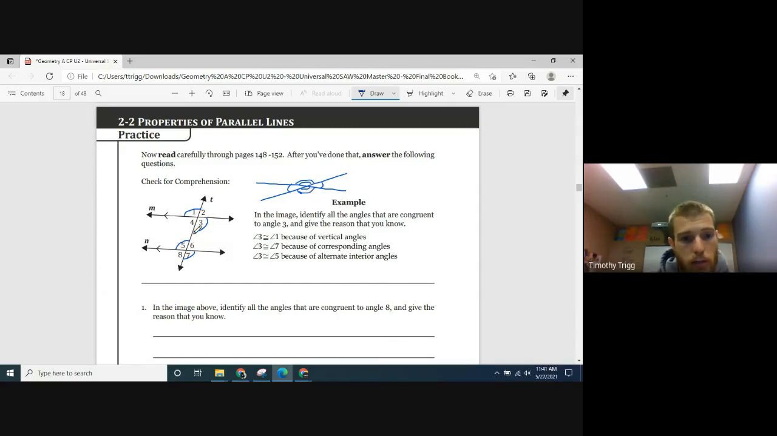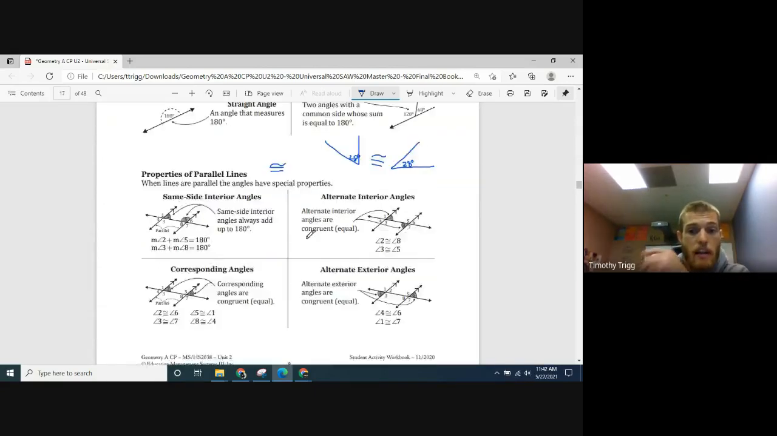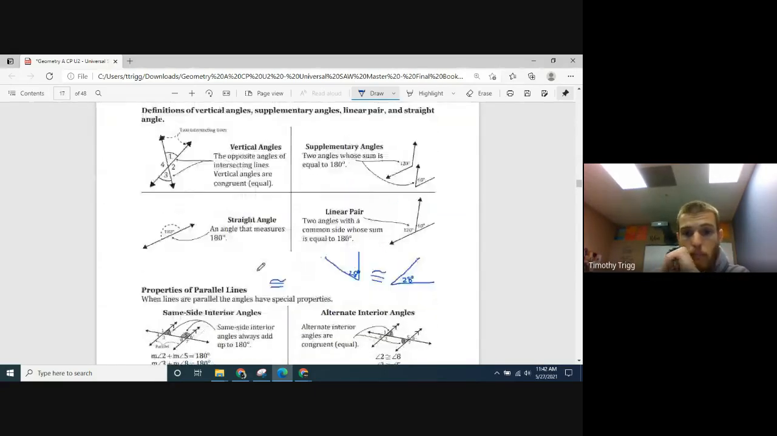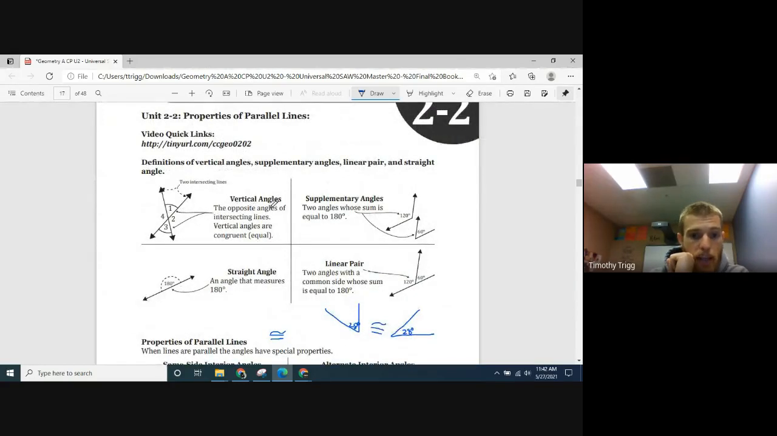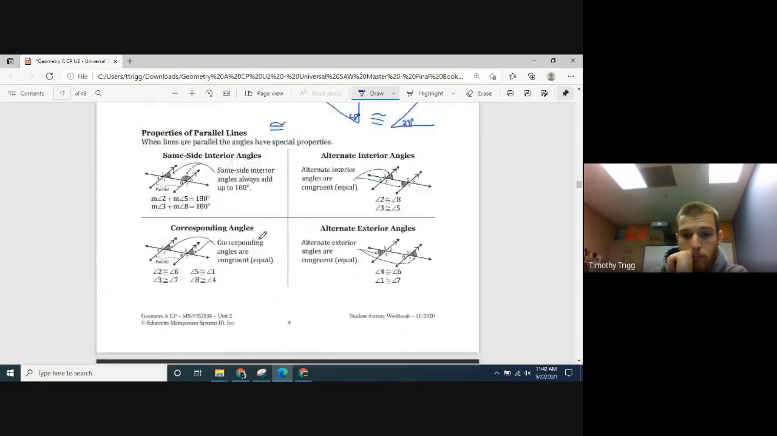You can see the two lines crossing, M and T are crossing, and that means angle 3 will be congruent to angle 1 because they are vertical angles. You can see there are plenty of other pairs of vertical angles in this picture. 4 and 2 are congruent to each other because of vertical angles. 6 and 8, 7 and 5. I hope that makes sense. And you can see up here in the definitions, it talks more about that. Vertical angles: opposite angles of intersecting lines. So in this case, 1 and 3 and 4 and 2.